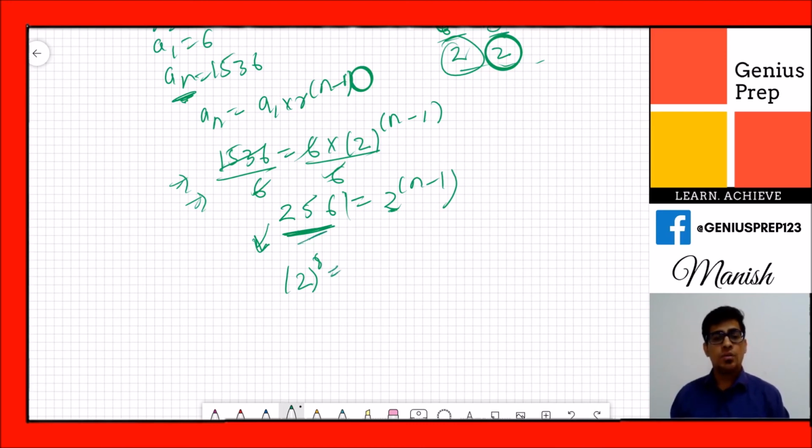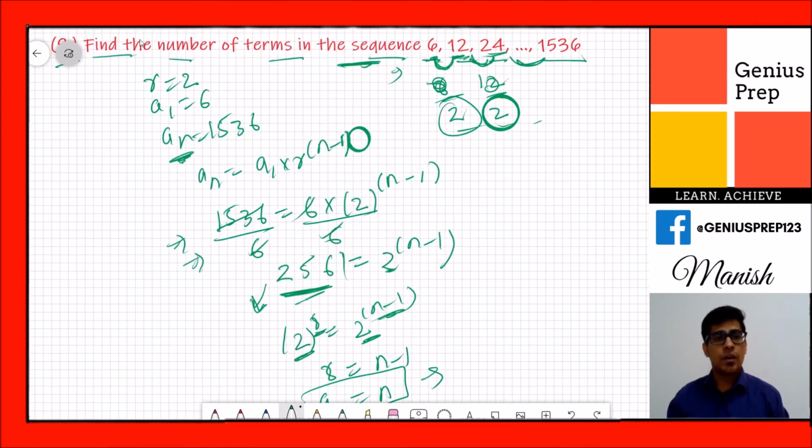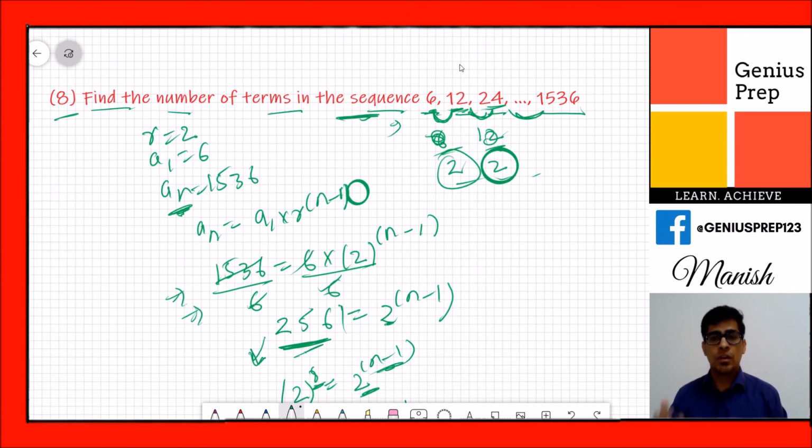So 2 raised to 8 equals 2 raised to n minus 1. Now the bases are the same, so we can compare the exponents. So 8 is equal to n minus 1, then n will be 9. So we can say the value of n is 9, and the total number of terms in this sequence will be 9. I hope you get the idea how to solve this kind of question.